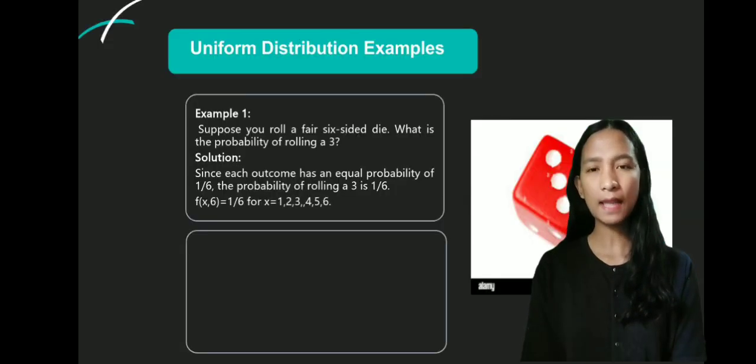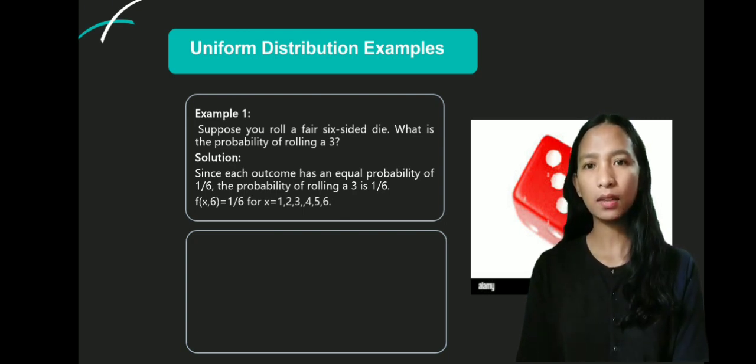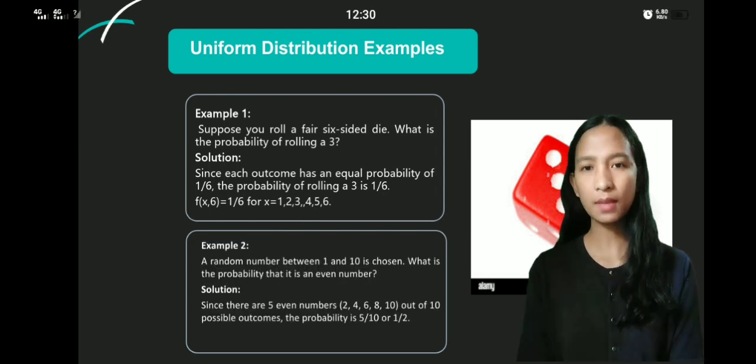So our first example is, suppose you roll a six-sided die, what is the probability of rolling a 3? Since each outcome has an equal probability of 1 over 6, the probability of rolling a 3 is 1 over 6. So, as simple as that.